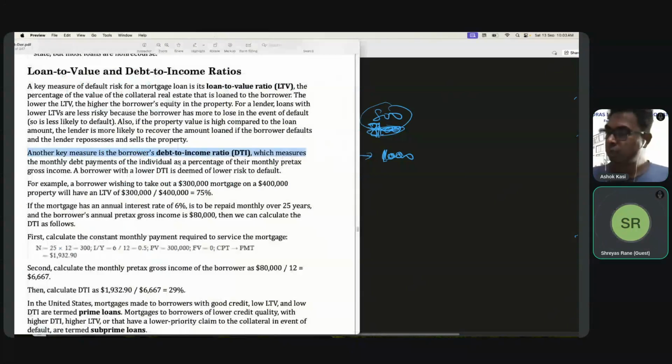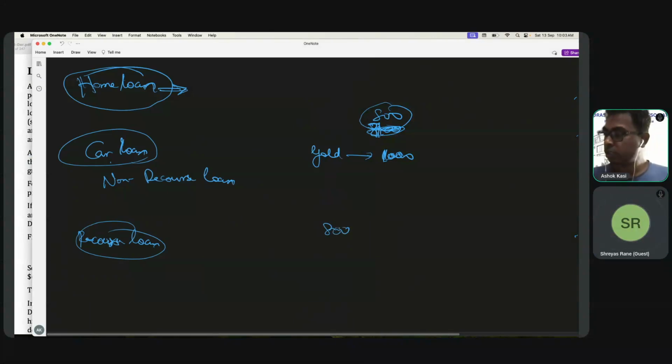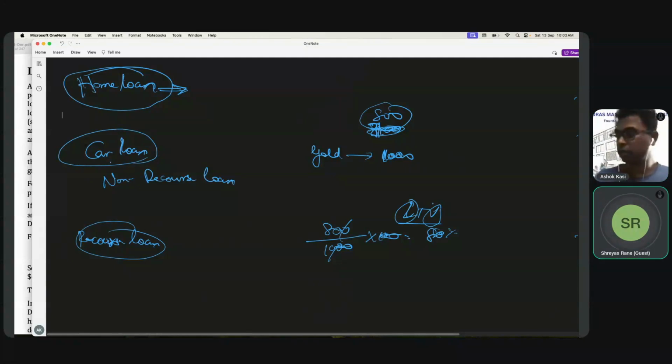That means the loan is 800 for the value of 1,000, and that is loan to value. So just calculate this: 80 percent. So 80 percent is loan to value. That means if the collateral value is 100 rupees, what is the loan that they can take? Is it okay?